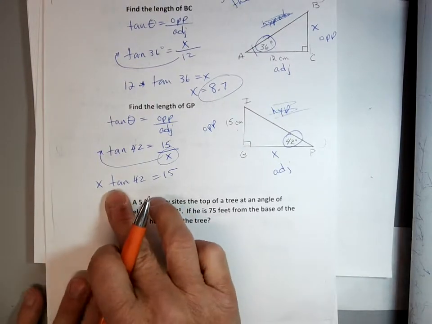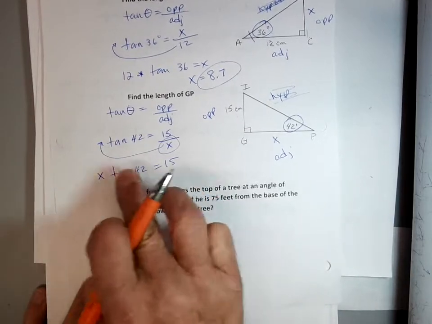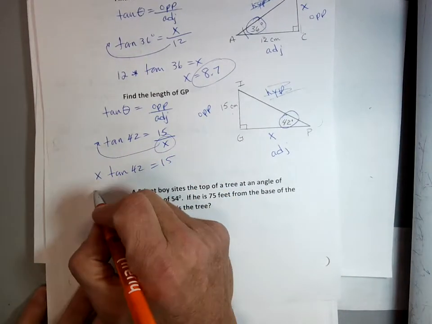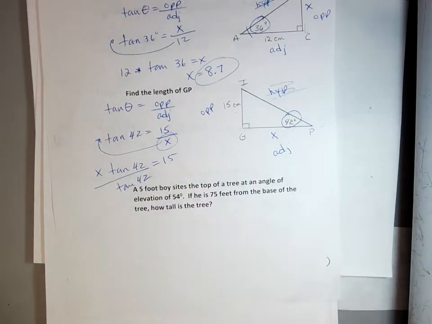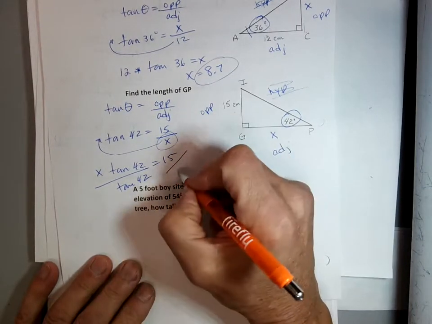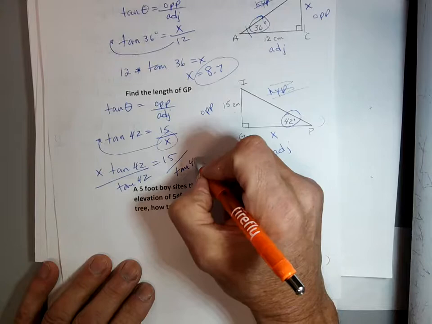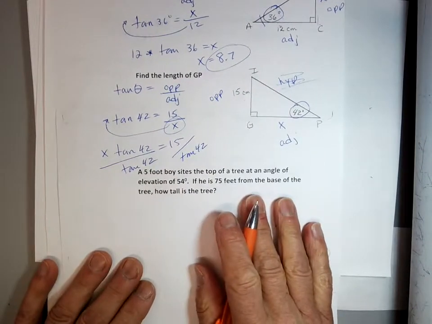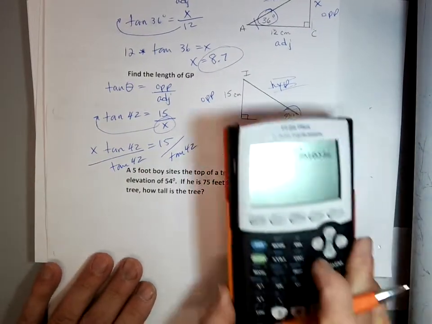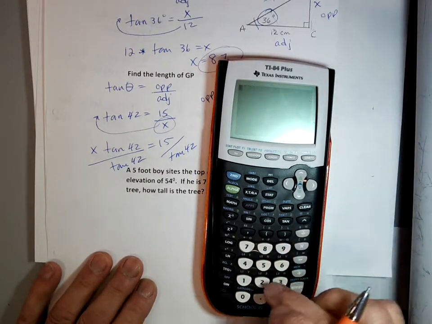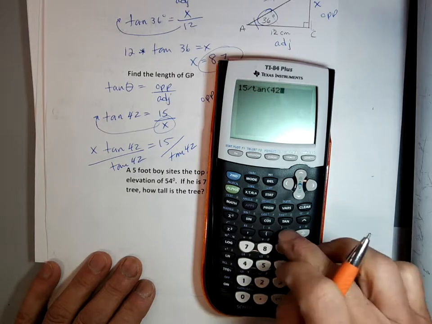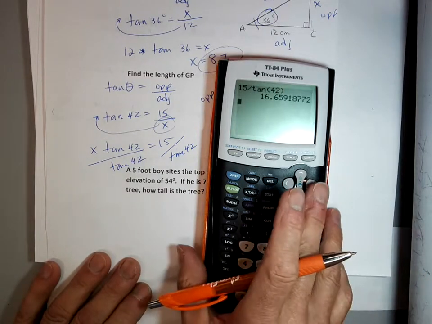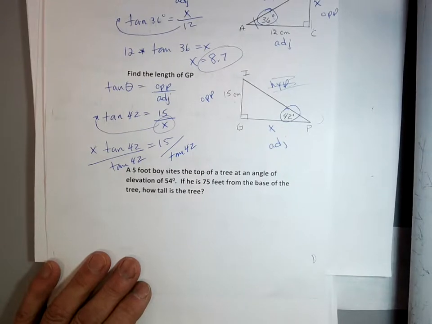If you want to solve for x, you just divide. But what am I going to divide by? The tangent of 42. See, that's just a number in my calculator. Tangent of 42 is just a number, okay? So divide by tangent of 42, right? And let's use our calculator. I'm going to go 15 divided by tangent of 42, and I get an answer of about 16.7.